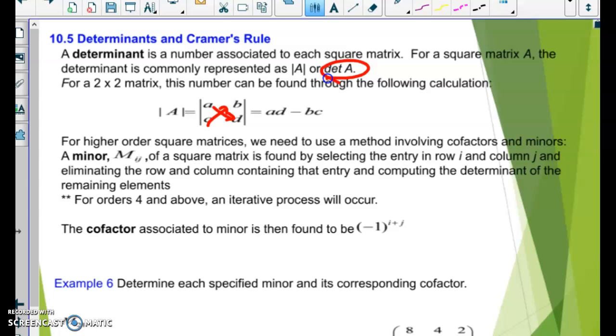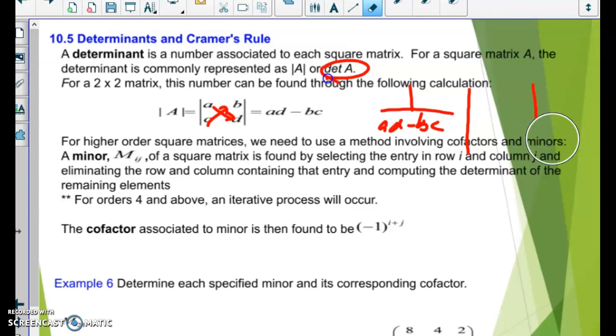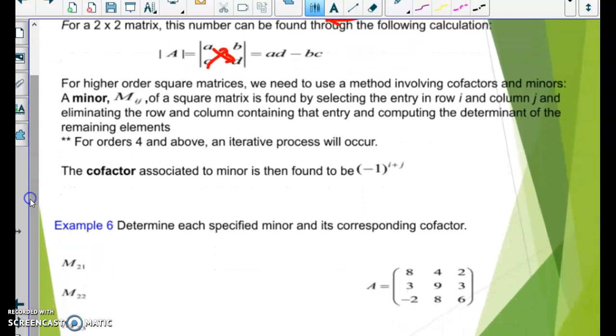You saw that earlier when we did the 2 by 2, where you had this AD minus BC to find the inverse. Well, this is the determinant that we're talking about here. So you've seen it, and we're going to be using it. And when we do it for higher order square matrices, we need to use a method involving cofactors and minors in the form of M of ij.